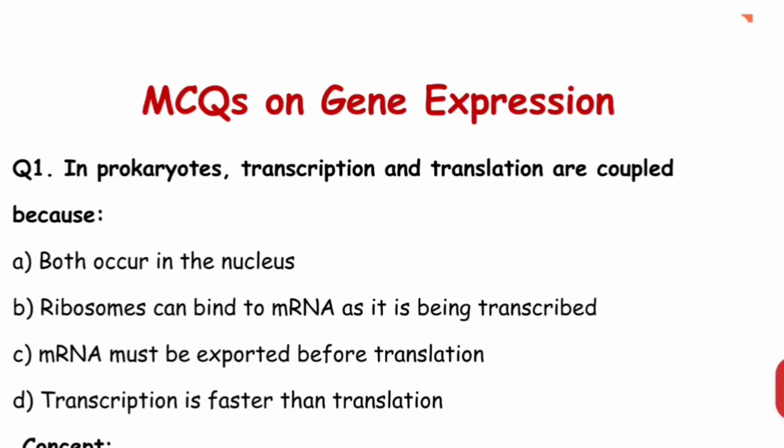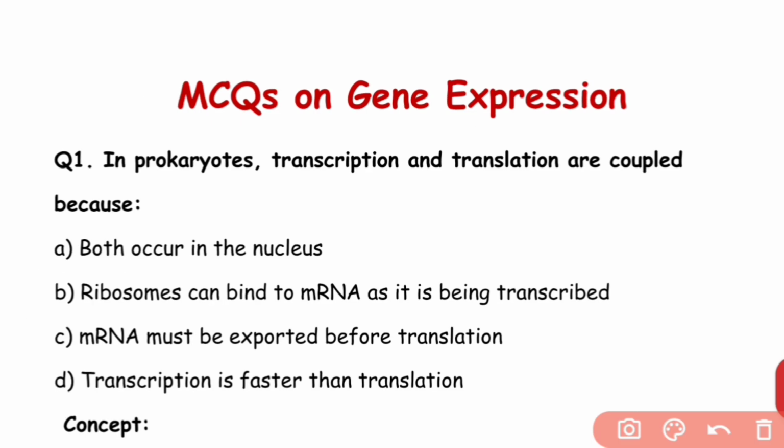Let us begin with the first question. In prokaryotes, transcription and translation are coupled because: A. Both occur in the nucleus. B. Ribosomes can bind to mRNA as it is being transcribed. C. mRNA must be exported before translation. And the last option, D. Transcription is faster than translation. So the correct answer is B.